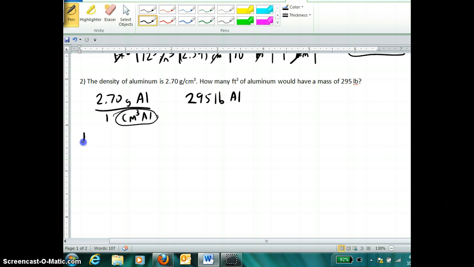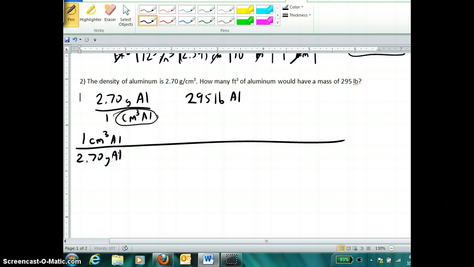So to start with the answer, I am going to rewrite the density inverted. Because if there's 1 centimeter cubed of aluminum for every 2.70 grams, there are 2.70 grams of aluminum for every 1 cubic centimeter. And what I've effectively done by writing it this way to start is ensured that I will get the quantity I want, a volume of aluminum.